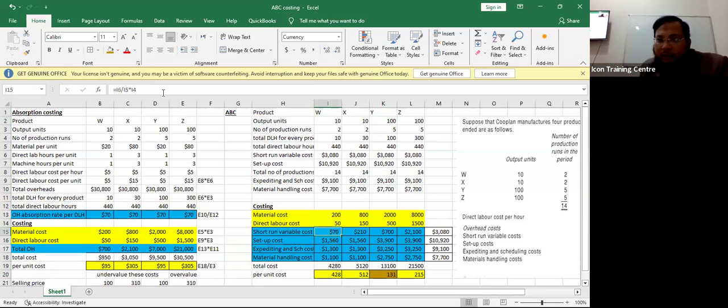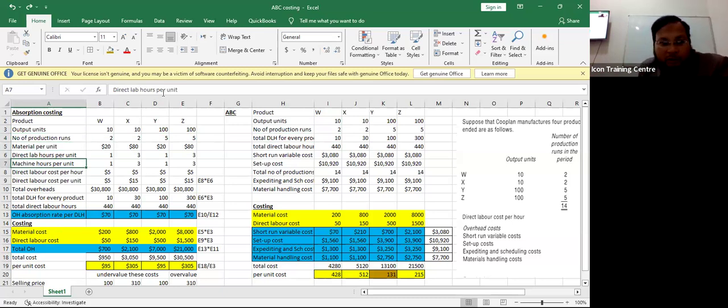Now let me tell you one thing. Imagine if your W uses 3 production runs. If W uses how many production runs? 3. So you just change 2 to 3. The figures will be changed. You can estimate the cost. Or let's suppose you work for 8 labor hours. The figures will be changed. Now it will give you a clear-cut picture for every single component, but absorption costing cannot reveal this.